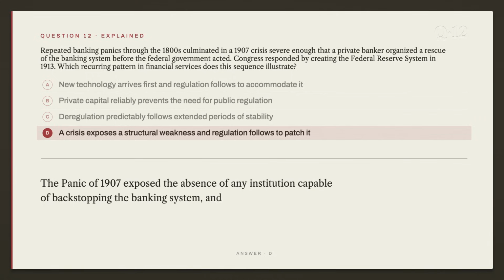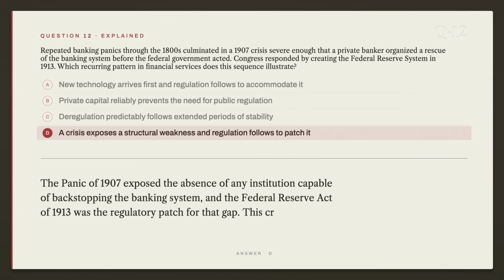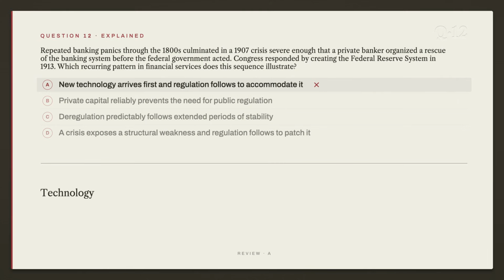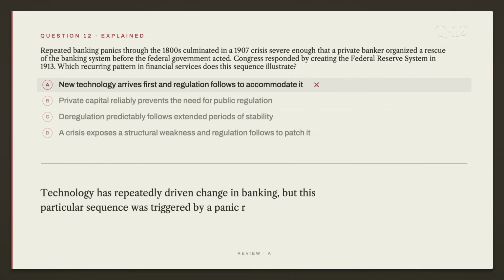This crisis, then reform sequence repeats throughout the industry's history, from the Great Depression through the 2008 crisis. Recognizing the pattern matters more than memorizing any single date. A is wrong because technology has repeatedly driven change in banking, but this particular sequence was triggered by a panic rather than an invention. No new technology prompted the Federal Reserve Act.